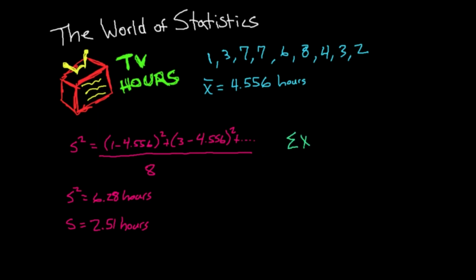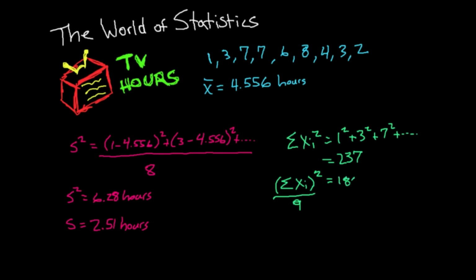The first part of the second formula is taking the sum of the squared values. So we would take 1 squared plus 3 squared plus 7 squared, which would give us a value of 237. The next part is the sum of our values, and we're going to square the answer, and then divide it by 9. So that gives us a value of 186.78.